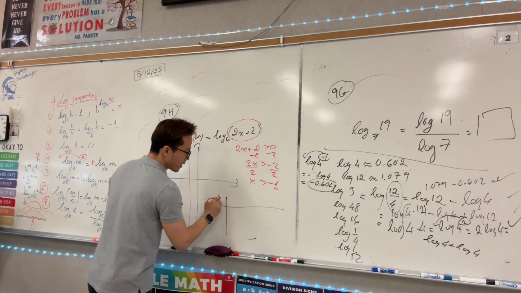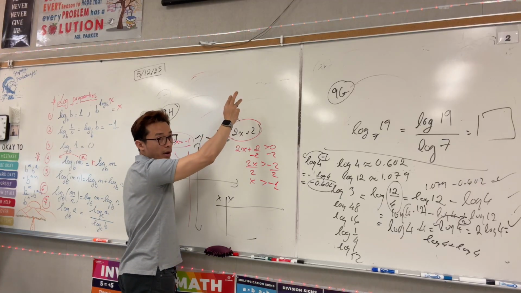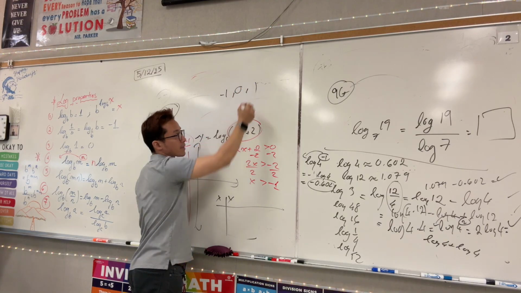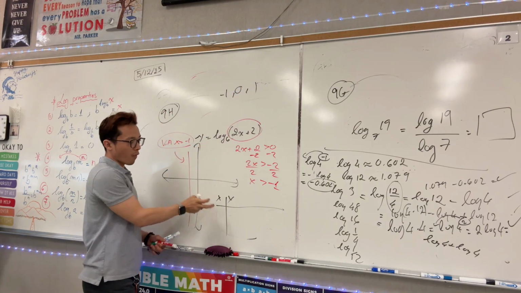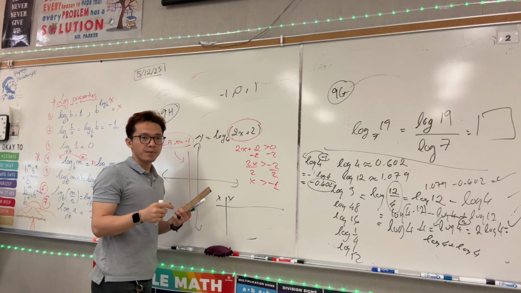Very similar. Do you remember when we did the 9A? The three numbers we want are what? Negative 1, 0, and 1. Okay? Now, for this one, the log and the exponential, what is the relationship? They are?